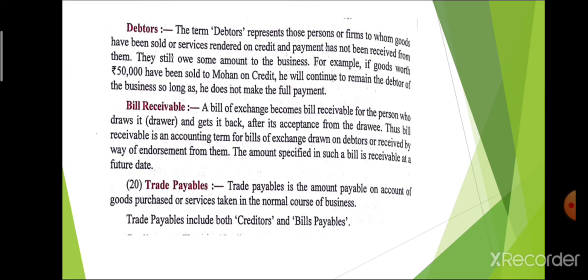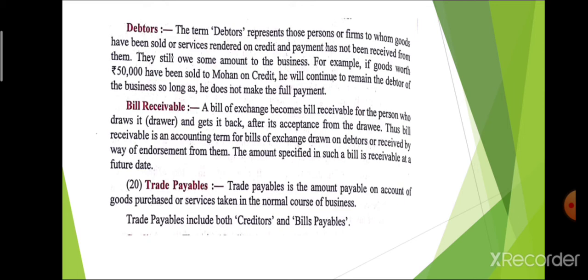The next term is bill receivable. A bill receivable is a bill of exchange for the person who draws it. It means that sometimes we sell goods to a person and that person is not ready for the payment. So we make a bill in the name of the person and that person accepts the bill. That is considered as bill receivable.